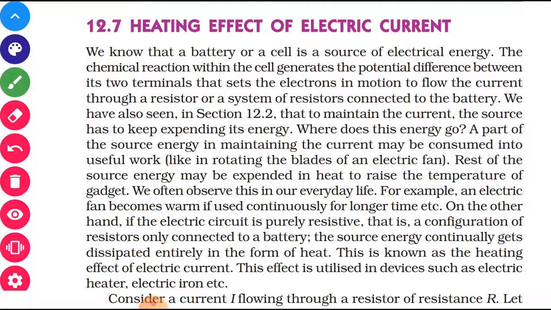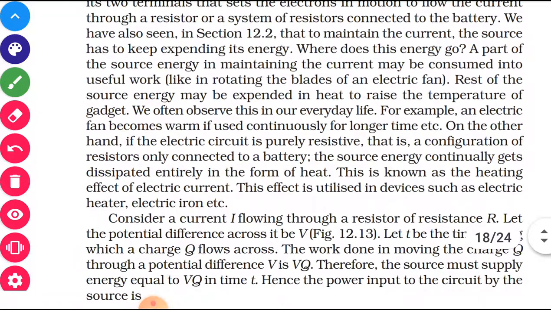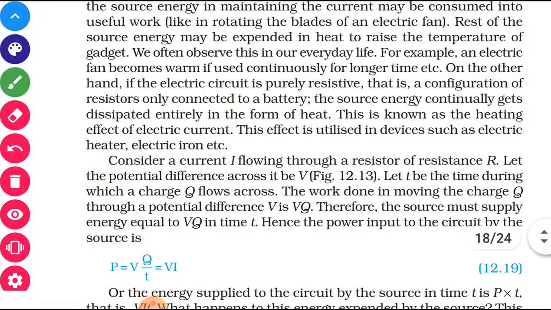We have also seen that to maintain the current, the source has to keep expending its energy. Now, where does this energy go? Some part of the source energy in maintaining the current may be consumed into useful work. So, some energy is going in moving, or rather to keep the electrons in motion. The rest of the source energy may be expended in heat to raise the temperature of the gadget.